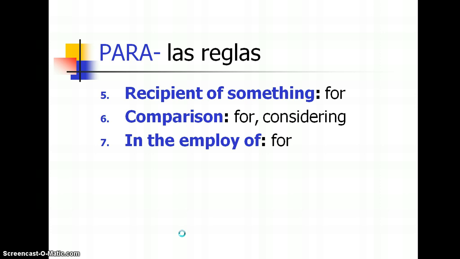We also use para to make comparisons. So in number 6, I give you the example of para un chico pequeño es muy rápido y fuerte. Okay, for a small boy, he is really strong and fast.